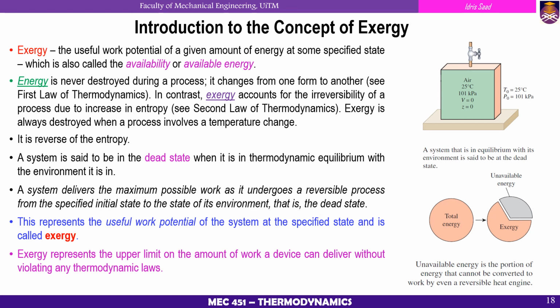If you look at this figure, if we have a total energy, part of it is unavailable energy, which in this case we call entropy, and the other part we call exergy, which is the amount of energy that is converted into useful work. So this is the concept of exergy. By that, we have concluded this chapter, which is the second law of thermodynamics.